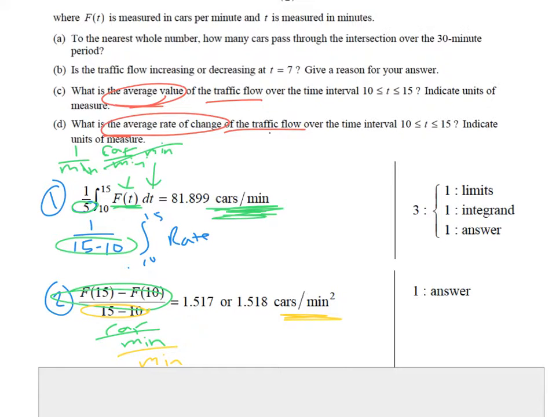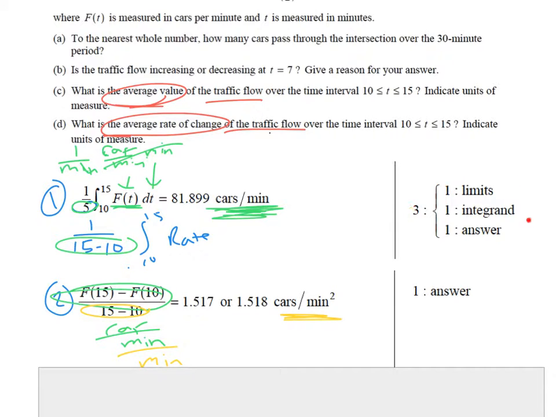So maybe at this point you're making the connection. I did sort of hint at the fact that the average value theorem gives you the average of whatever function is inside. So notice that for part C we're saying average value of the traffic flow. The other way to think of that is that if you're finding the average of the traffic flow, your answer should have the same units as the traffic flow function, which is cars per minute. So the first one is in fact what you should have done for part C right here.